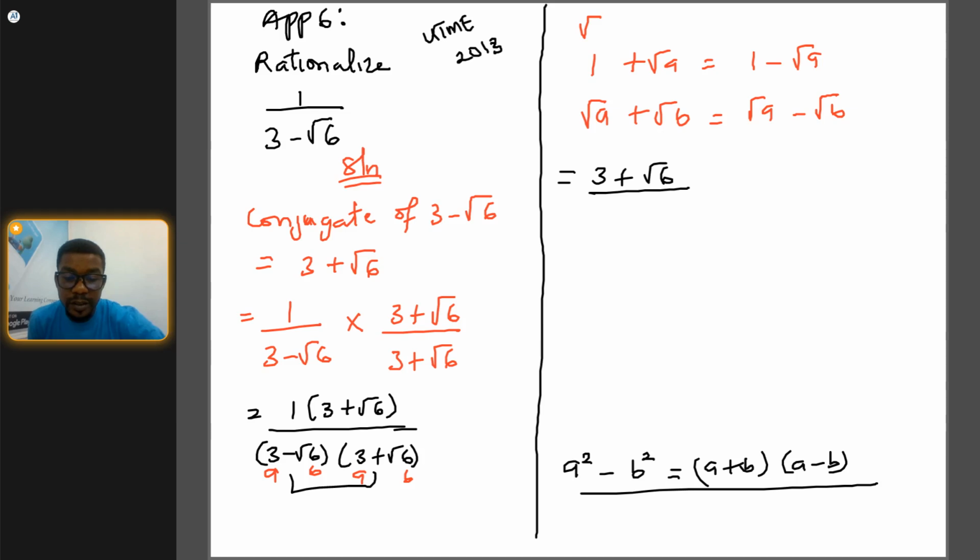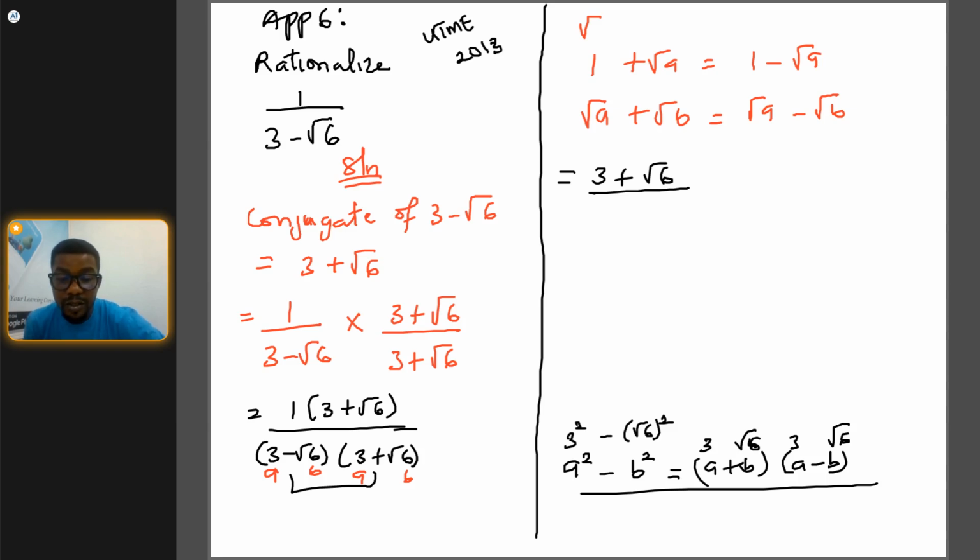So I'll take this as 3 and this as root 6. Which implies that what I'm going to have here is 3 squared minus, open bracket, root 6, all squared. So I've expressed this in the form of difference of two squares, instead of us multiplying out the brackets, which will take time.